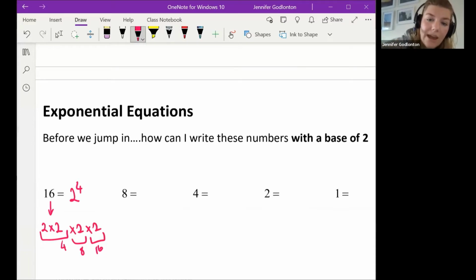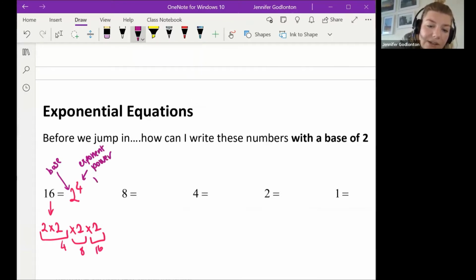This number over here, just so as we're working through things, that number is the base, and that number is the exponent. Some teachers may say power, and some teachers may say index or indices. Okay, so any of those words that pop up, those are the types of words that we are looking at here.